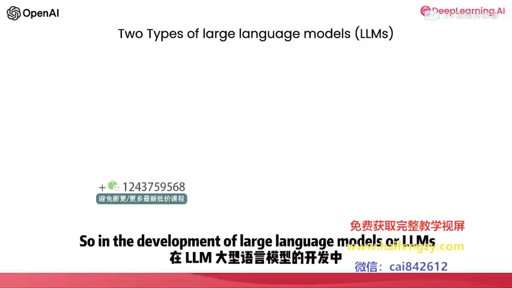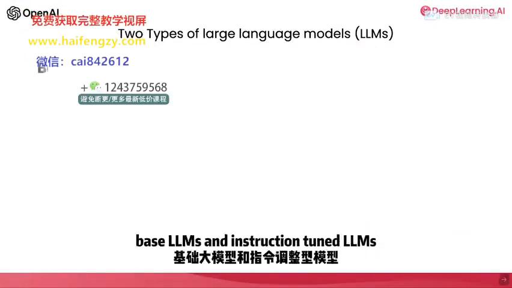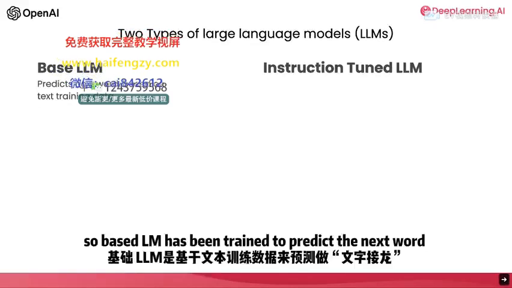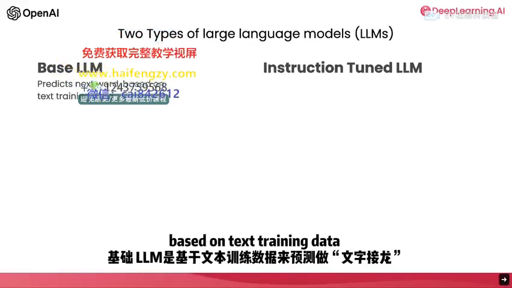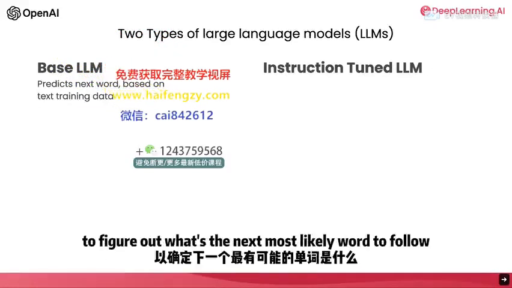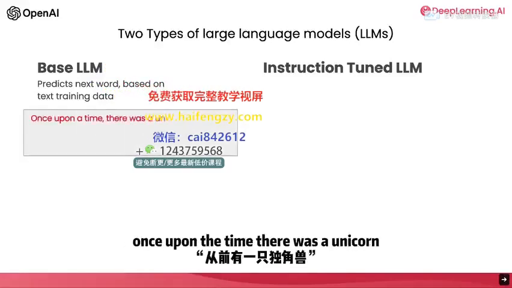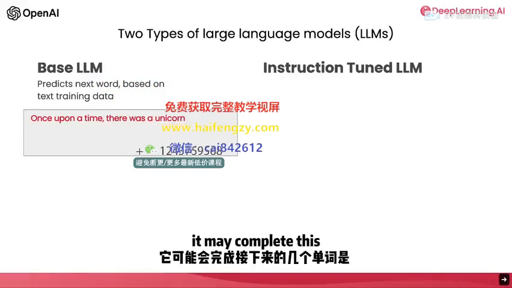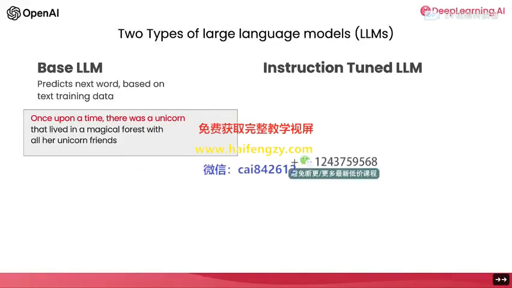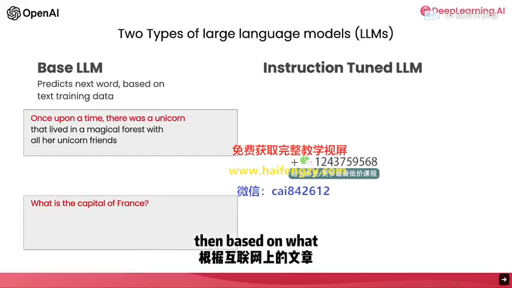So in the development of large language models or LLMs, there have been broadly two types of LLMs, which I'm going to refer to as base LLMs and instruction-tuned LLMs. So a base LLM has been trained to predict the next word based on text training data, often trained on a large amount of data from the internet and other sources to figure out what's the next most likely word to follow. So for example, if you were to prompt this, once upon a time there was a unicorn, it may complete this, that is, it may predict the next several words are that live in a magical forest with all unicorn friends.